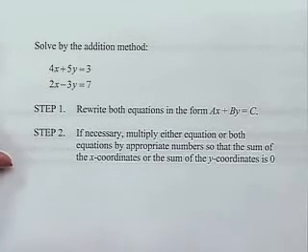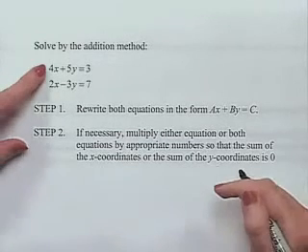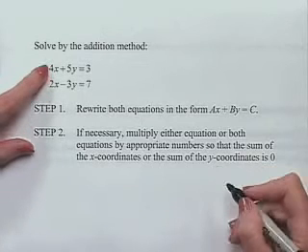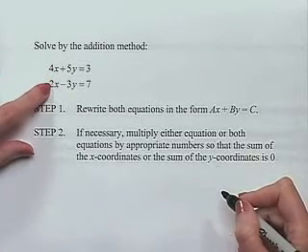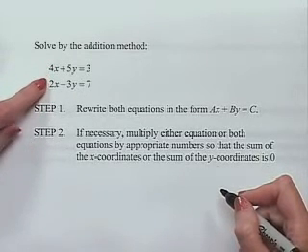If necessary, multiply either equation or both equations by appropriate numbers so that the sum of the x-coefficients or the sum of the y-coefficients is 0. We can see that right now if we attempted to add these equations together, we would not end up with the sum of the x-coefficients equal to 0, nor would we end up with the sum of the y-coefficients equal to 0.